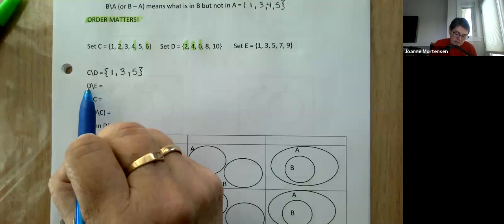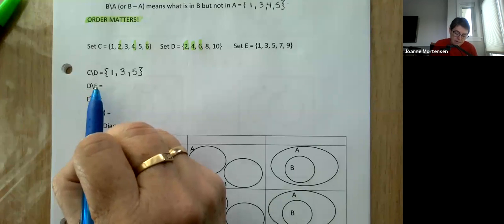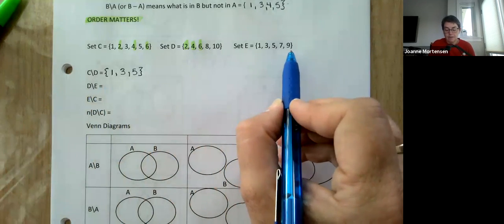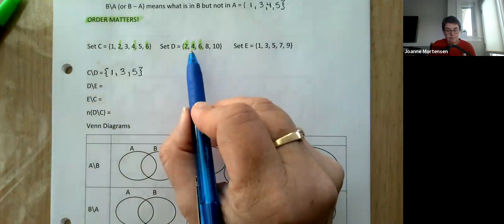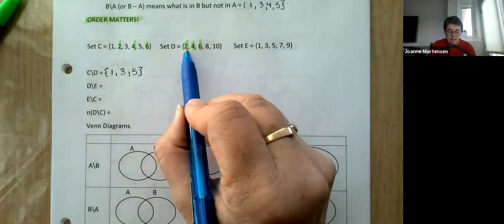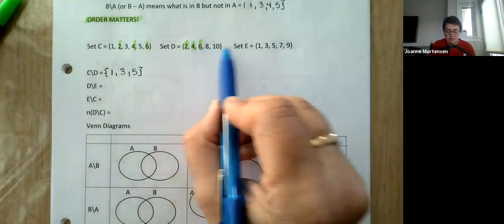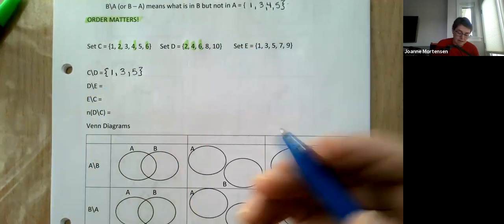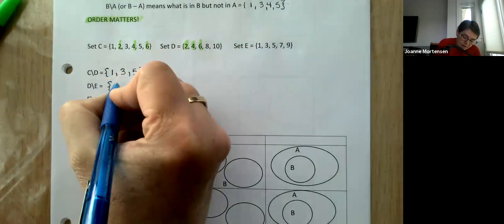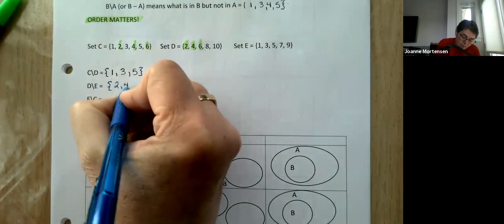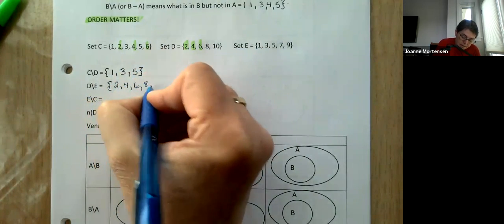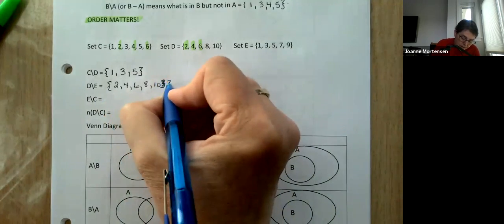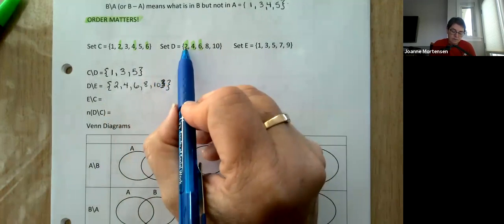Now we need D, but not E. What's in D? Oh, well, okay. That's kind of weird. I'm trying to trick you, right? So set D is 2, 4, 6, 8, 10. And we want to know what's in here, but not in E, which is well, everything, because these two don't have anything in common. So 2, 4, 6, 8, 10. Whoops, my bracket got weird. So what's in here, but not there?